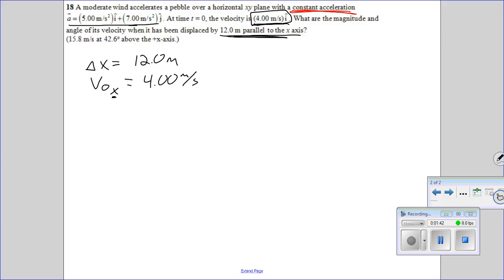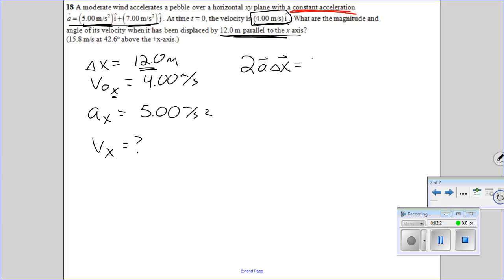All right, now that is going to change because of our acceleration, but right now, starting, all of our velocity is horizontal. Now this acceleration vector up here tells me what my horizontal acceleration is. It's 5.00 meters per second squared. And so we want to know what's going on when it's been displaced 12 meters. So let's figure out what our horizontal velocity is at the end of, however much time this takes. Okay, so you should be thinking about constant acceleration equations. Well, one of them that we learned is this: 2a delta x equals v squared minus v naught squared.